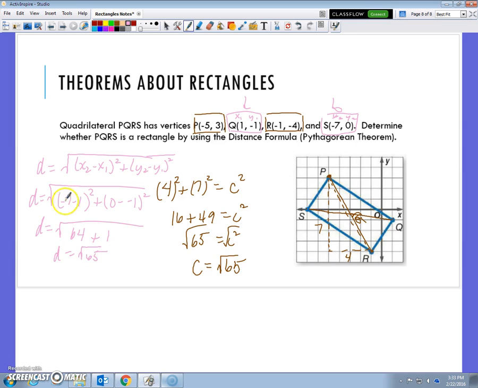I kind of combined some steps here. I knew that negative 7 minus 1 was negative 8, and negative 8 squared as a quantity would be a positive 64. I also knew that 0 minus negative 1 was 1, and 1 squared is 1. So 64 plus 1 is 65. As you can see, the diagonals are congruent. Therefore, it must be a rectangle. Okay, so now I have determined that, yes, it is a rectangle.